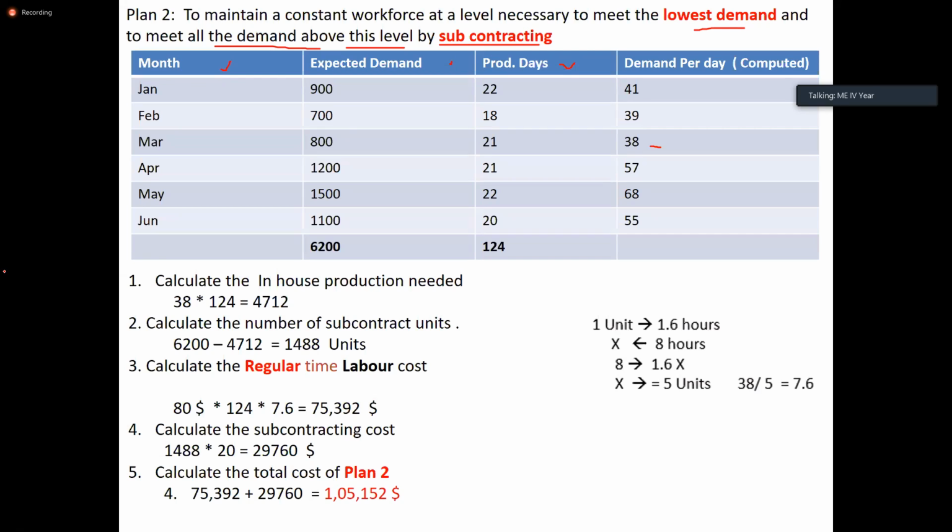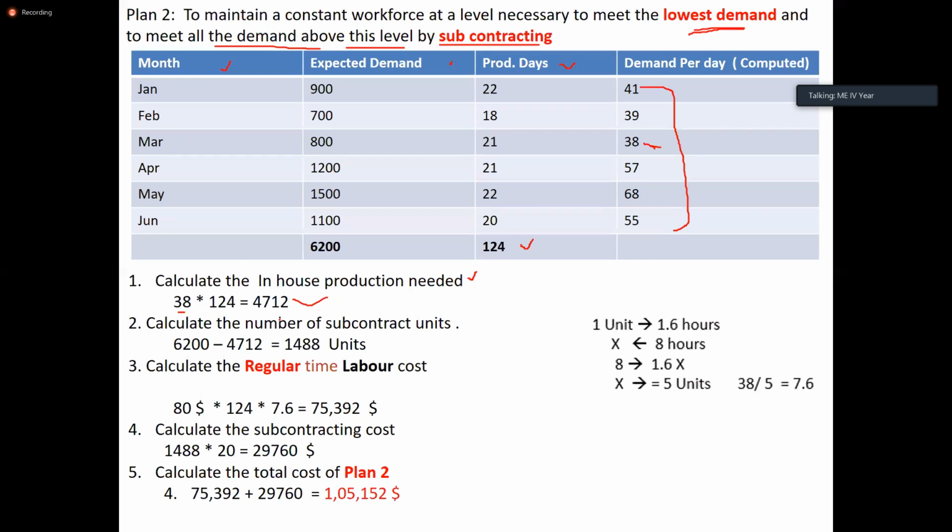So for that, we calculate the in-house production needed. The thing here is that we are now meeting the lowest demand. The lowest of all the demand is 38. This 124 is the total working hours in the particular 6 months. So you will get this.